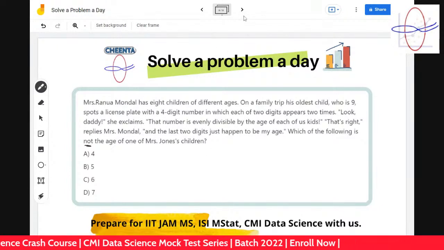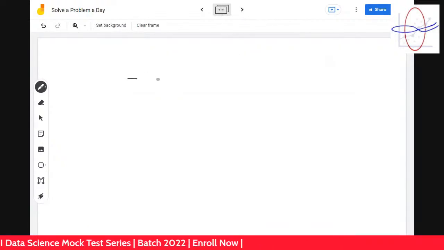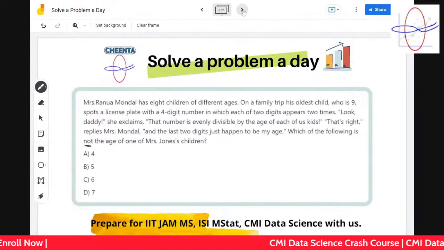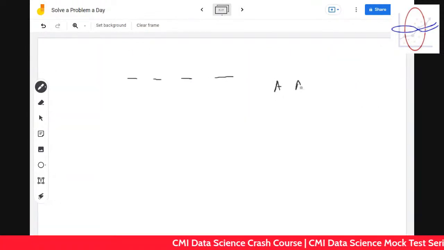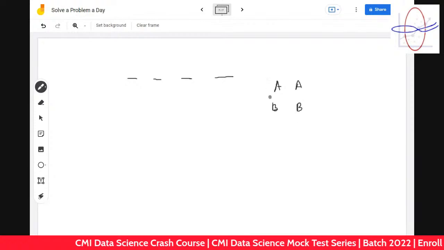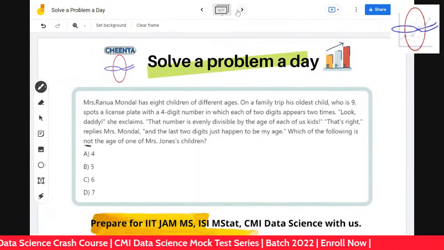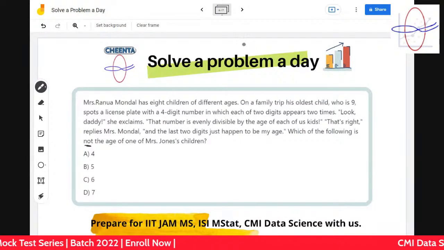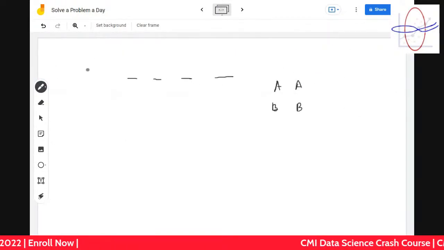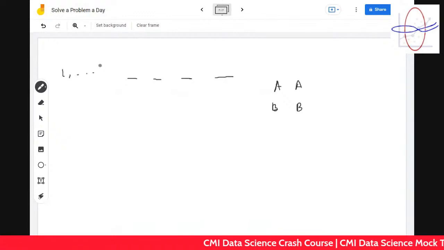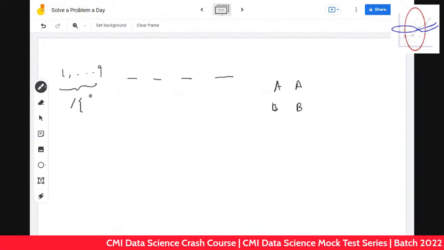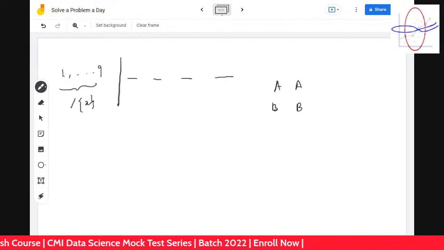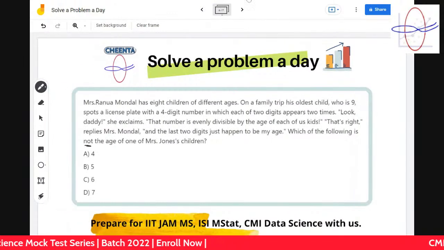First of all, it's a 4-digit number. Second, two digits appear twice. Let's call them A and B, so you have to fill the 4 places with A, A, B, B. And the number is evenly divisible by the age of each kid. That means all the numbers from 1 to 9 except the one we have to find, x, divide this number.